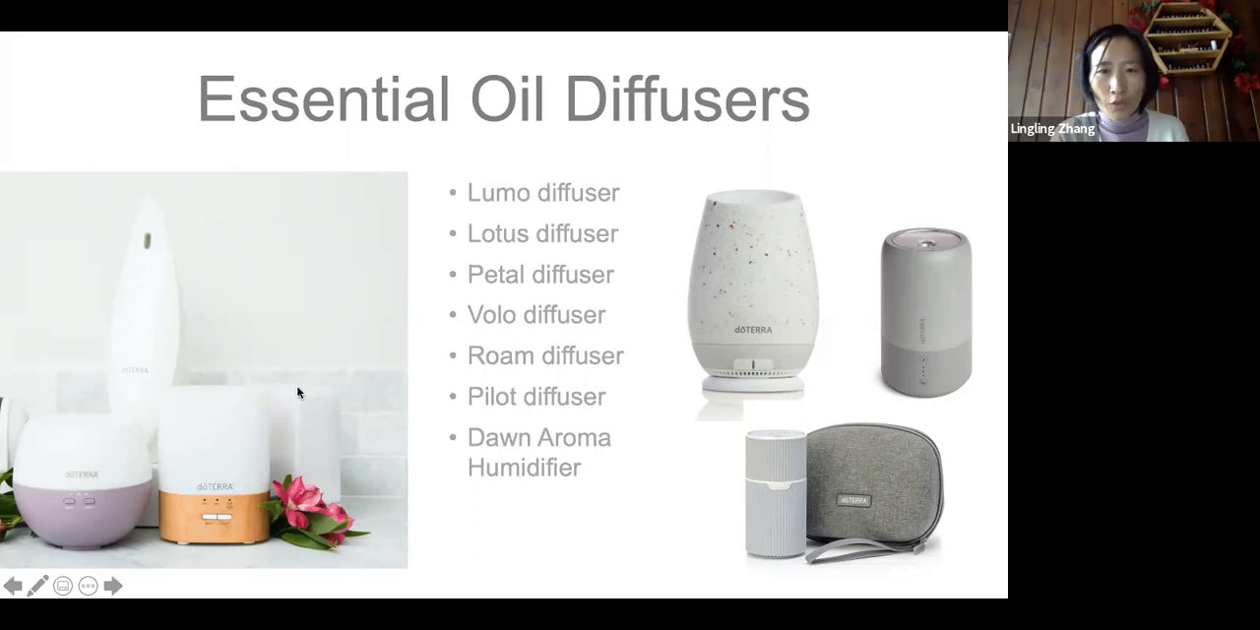So these diffusers. Lumo, right now doTERRA doesn't sell it anymore. Lotus, yeah, Lotus, we still have it. We have a 2.0 higher version. Oh no, Lotus actually is gone. Sorry, I was thinking about the Paddle. Lotus is this tall one that looks like a lotus flower, and Paddle, we have that. Volo is the big one, it's huge and heavy. And Rome is here on the right side.